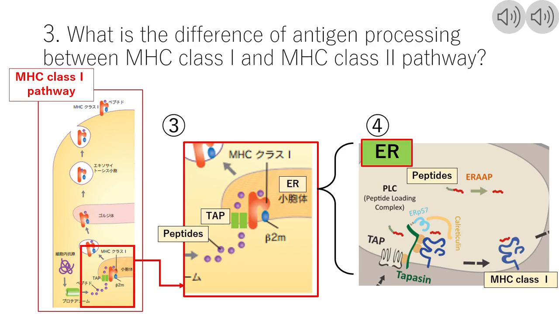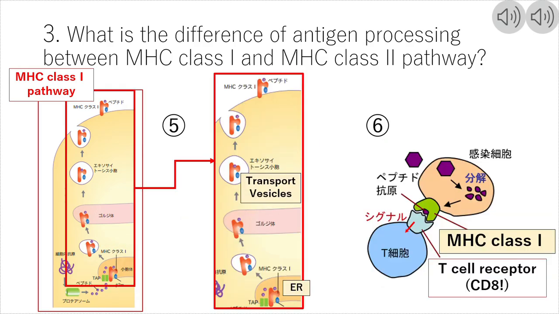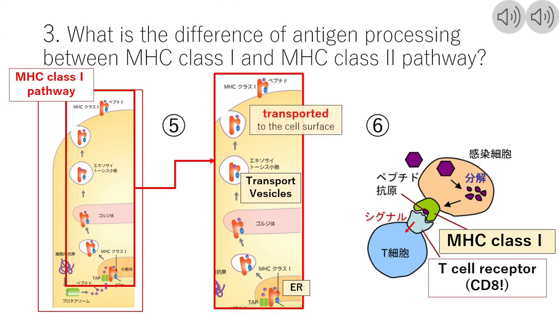After that, peptides are transported to the ER, endoplasmic reticulum, via TAP, and peptides are trimmed to the proper size in the ER and bind to MHC class 1 molecules. Last, MHC class 1 molecules are transported to the cell surface using transport vesicles. And then MHC class 1 activates CD8 plus T cells.